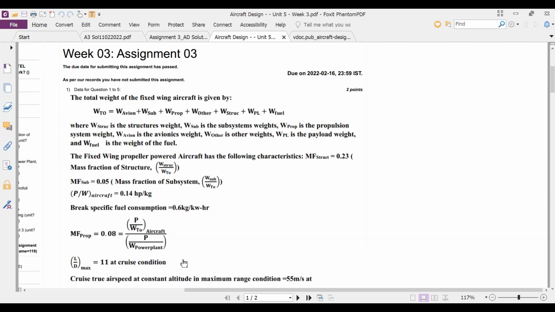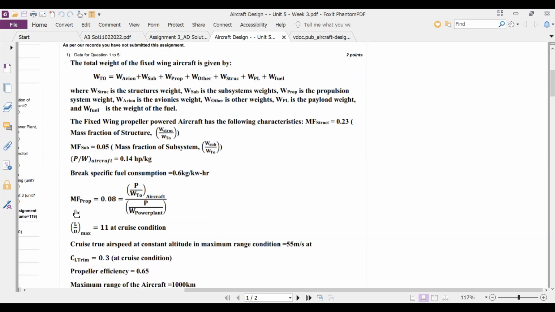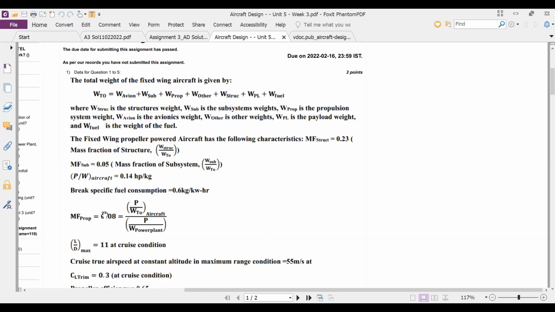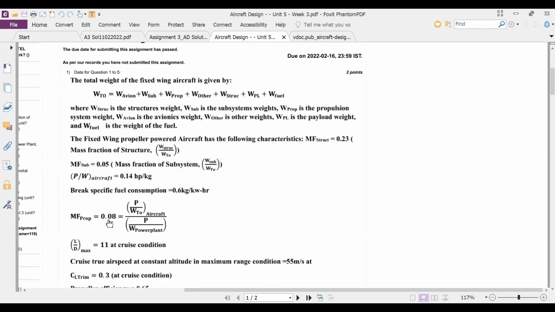All of you are aware of this quantity, right? Yes, sir. I think you're ready to use this quantity. And the next quantity is the mass fraction of the propulsion system. The main idea here is structure has 23% of the total weight. Subsystems have 5%. Propulsion system has 8% of the weight, right?